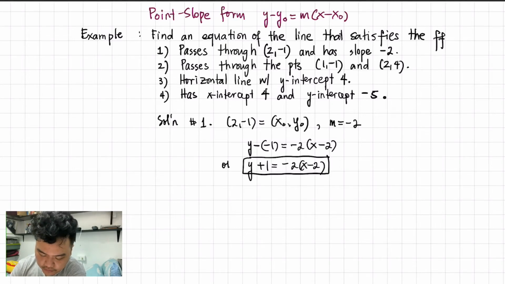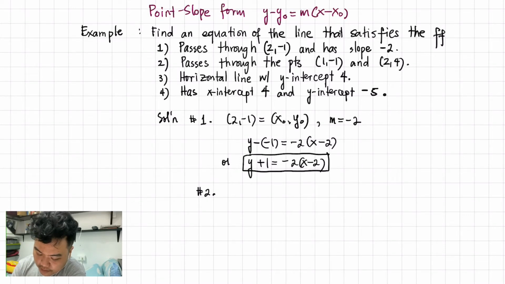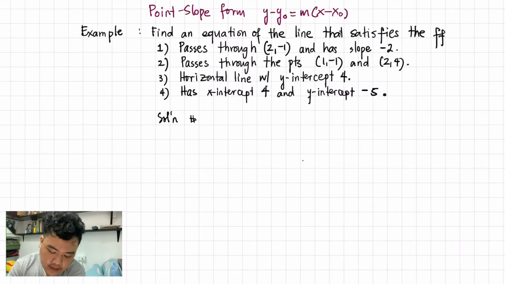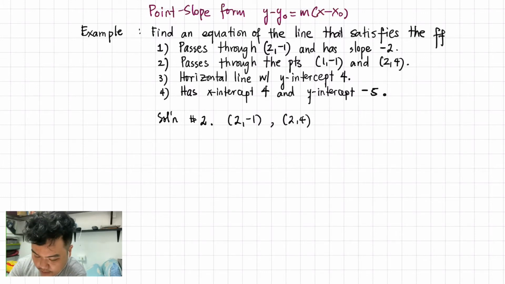Okay, so for number 2, the line passes through the points (1, -1) and (2, 4). Can I erase this because I need space? Okay, so let me write (1, -1) and (2, 4). So we need the slope m and a point on the line. We don't have a problem for the point on the line because we have two, we just pick one.